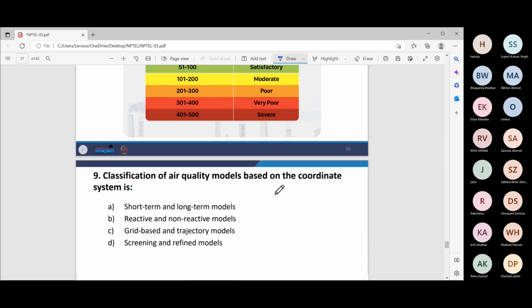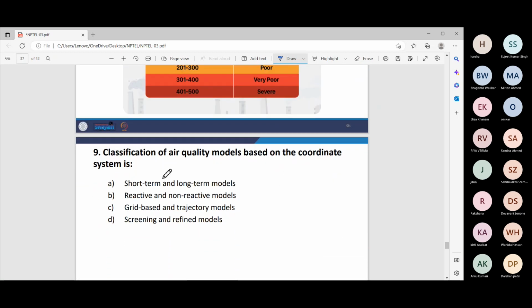So the classification of air quality models based on the coordinate system is basically based on the coordinate system. This classification is termed as short-term and long-term models, reactive and non-reactive models, grid-based and trajectory models, screening and refined models. Grid-based and trajectory models. Yeah, correct.